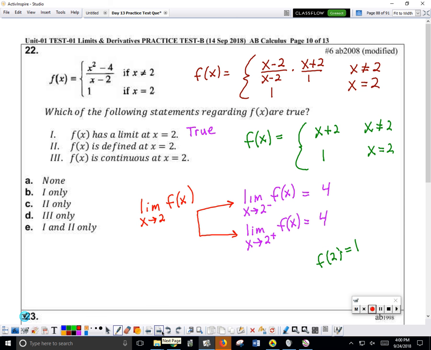So if the limit from a little bit less than 2 and from a little bit more than 2, if both of those are 4, then would you say the limit at 2 is 4? Awesome.